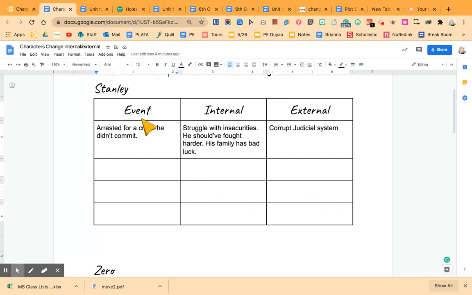So the first thing you're going to do is come up with events, and then you're going to think about how those events affected the character both internally and externally.